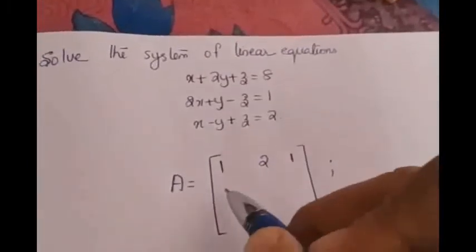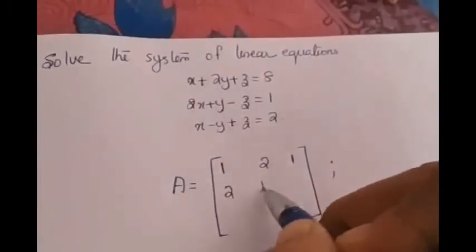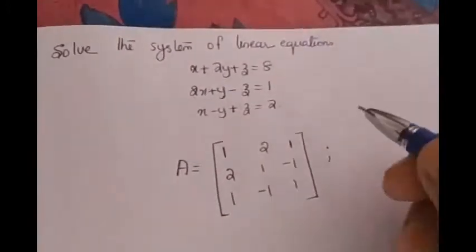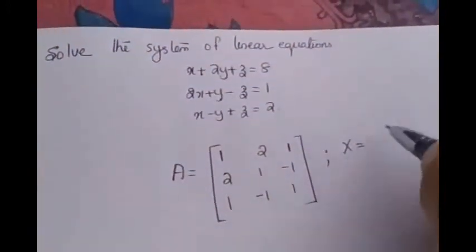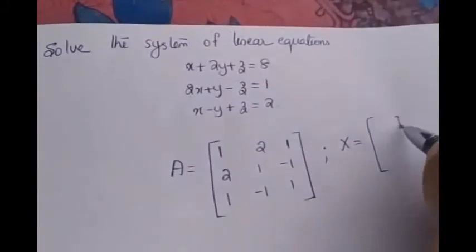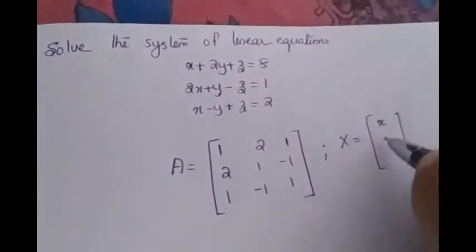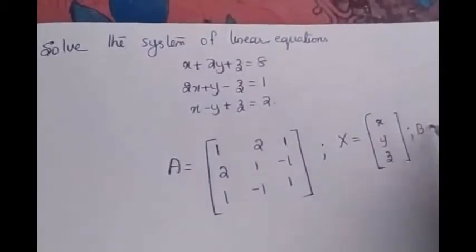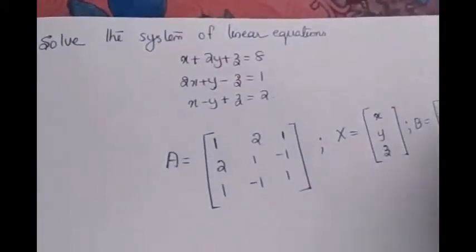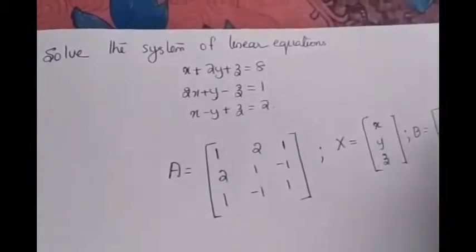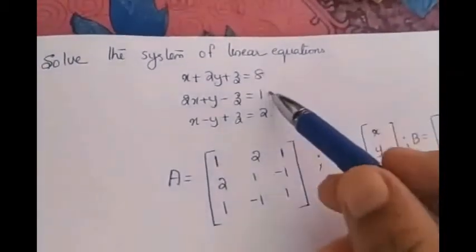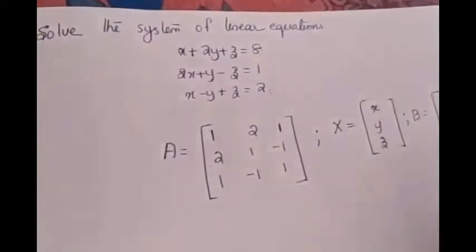That means the first row. Second row is 2, 1, minus 1. And the third row will be 1, minus 1, 1. Okay. Again, you have to write X. X is a column matrix in which we write the variables. The variables are x, y and z. You have to write it as a column matrix. And B is the constant matrix. We have to write the constants after taking them to the right side. So it is 8, 1 and 2. All the constants are given on the right side, so it is 8, 1, 2.